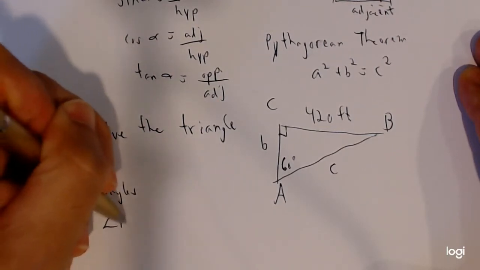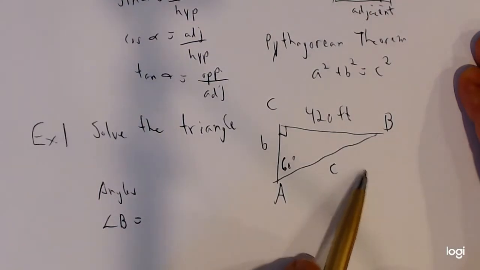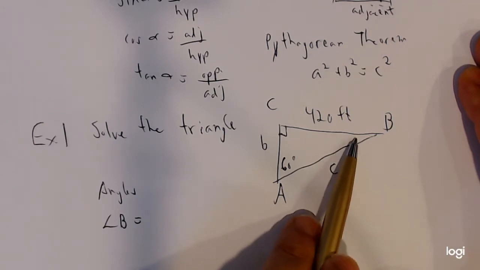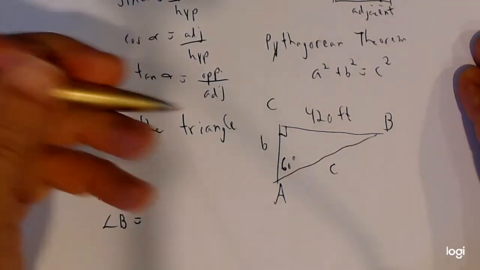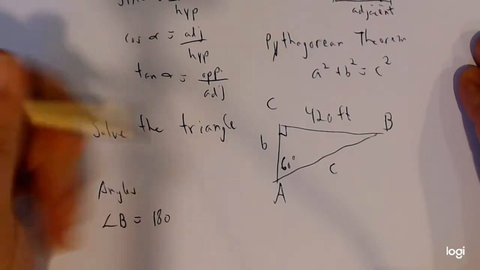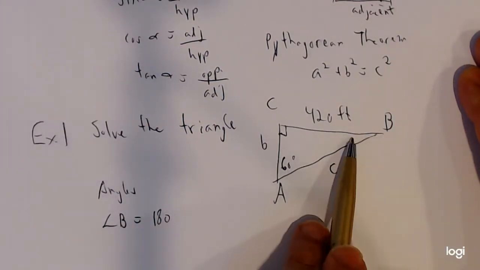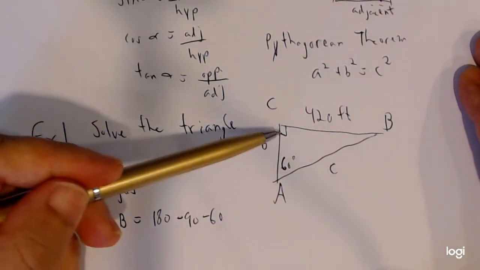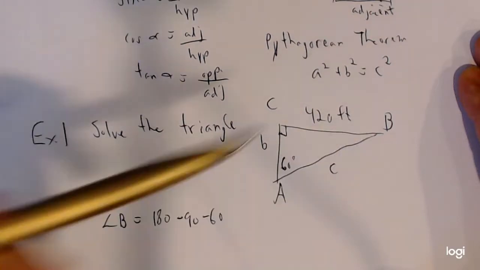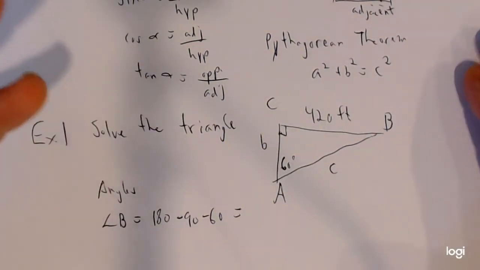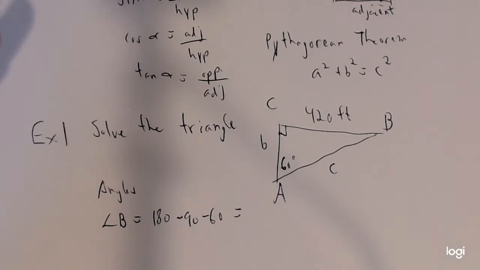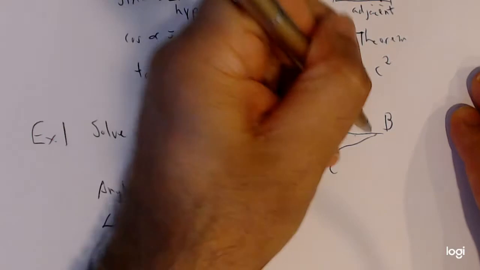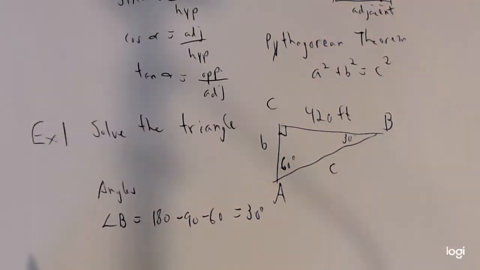If I go after angle B, what do I know? This is 90 degrees, this is 60 degrees, and it all has to add up to 180. So one way of doing this is to say B is 180 take away 90 and take away 60. But you've probably already noticed that this is a 30, 60, 90 triangle, because if that's 60 and that's 90, this has to be 30 degrees.